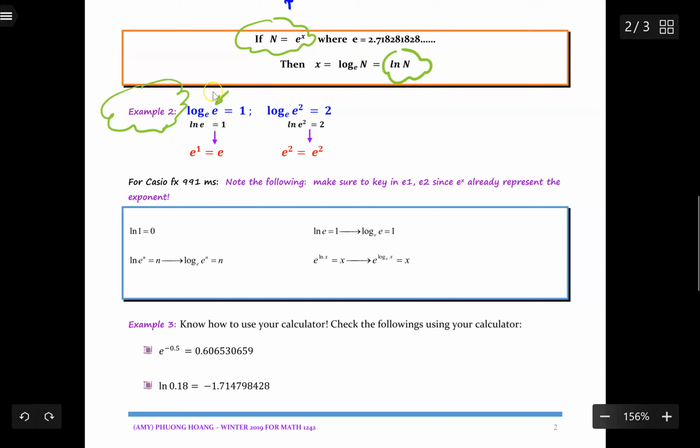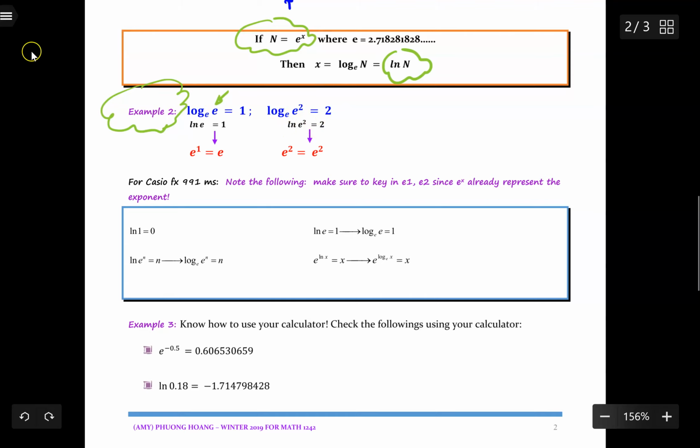Let's talk about the relationship here. If I have the log of base e of the argument e, it is equal to 1, the same thing as writing the natural logarithm of argument e equal to 1. Now taking this base e and raising it to the exponent 1 gives the exact same thing, e. If you take e raised to exponent 2, it has to be e to exponent 2. The representation in terms of logarithm would be the natural logarithm of e to exponent 2 is equal to 2.